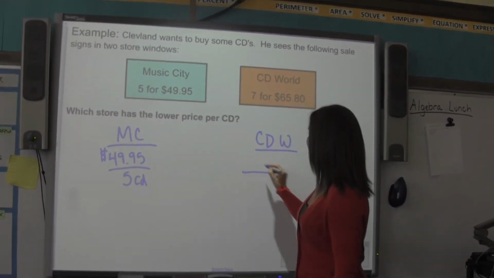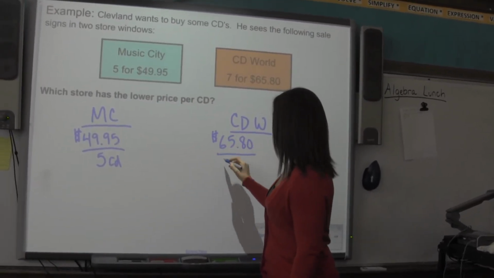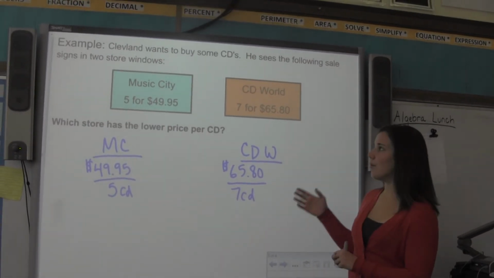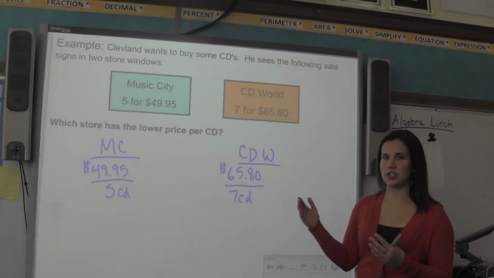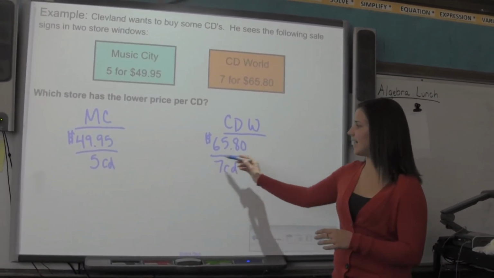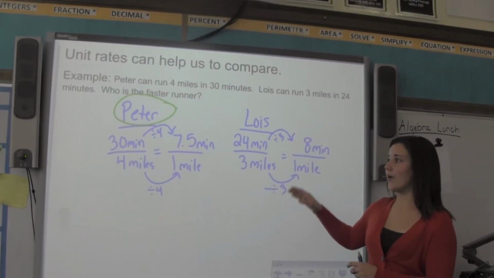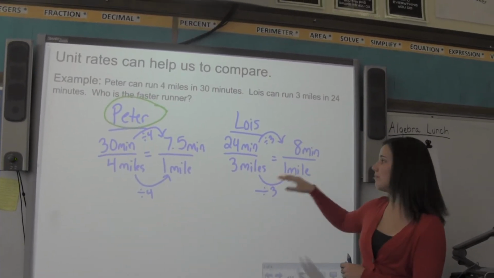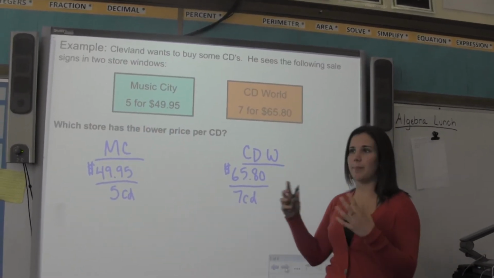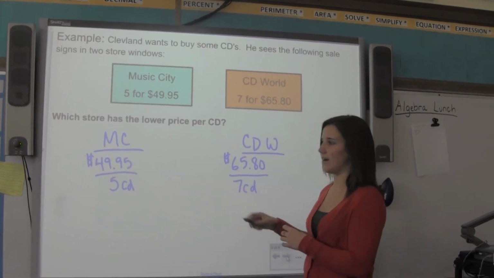And over here I have $65.80 for 7 CDs. Now, why did the CDs go in the denominator? I want to know how much money each CD is. I want to know the cost per CD. So the CD has to go on the bottom. In this example, I wanted to know how many minutes per mile. So the mile went in the denominator. So you want to make sure whatever you're finding the cost per of, or the amount of per of, is what goes in your denominator here.